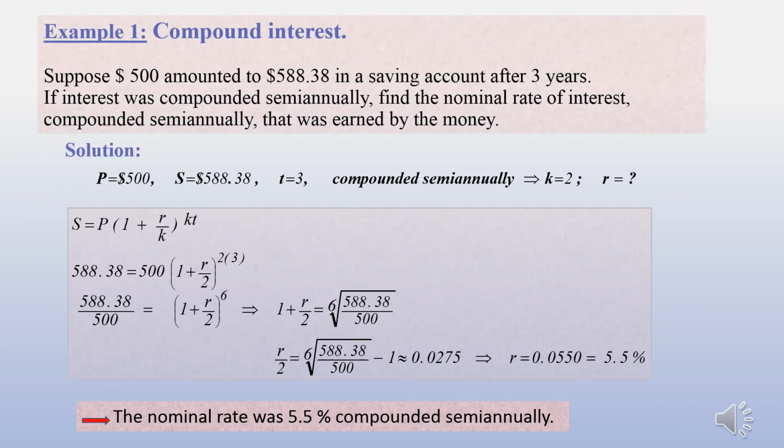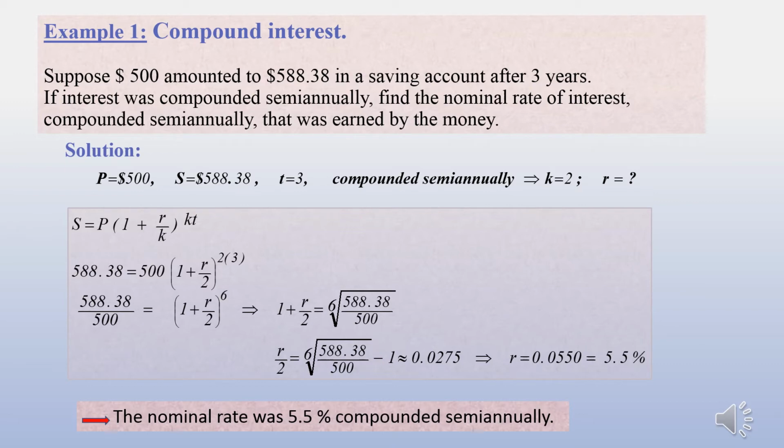Example 1. Compound interest. Suppose $500 amounted to $588.38 in a saving account after 3 years. If interest was compounded semi-annually, find the nominal rate of interest compounded semi-annually that was earned by the money.